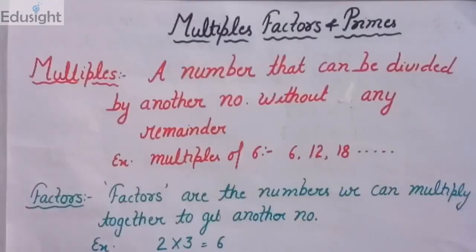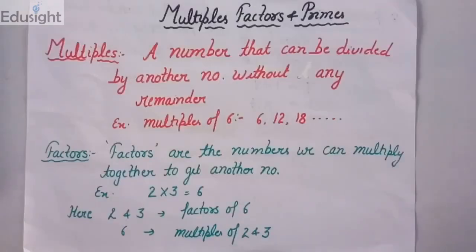So our today's topic is multiples, factors and prime. First, multiples: a number that can be divided by another number without remainder. For example, multiples of 6 are 6, 12 and 18.